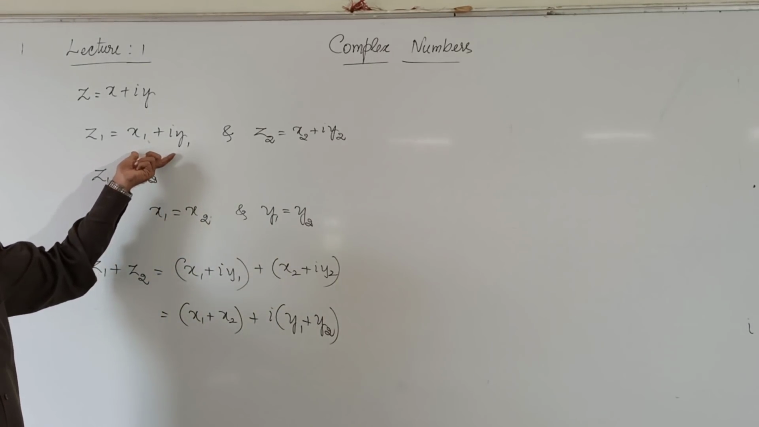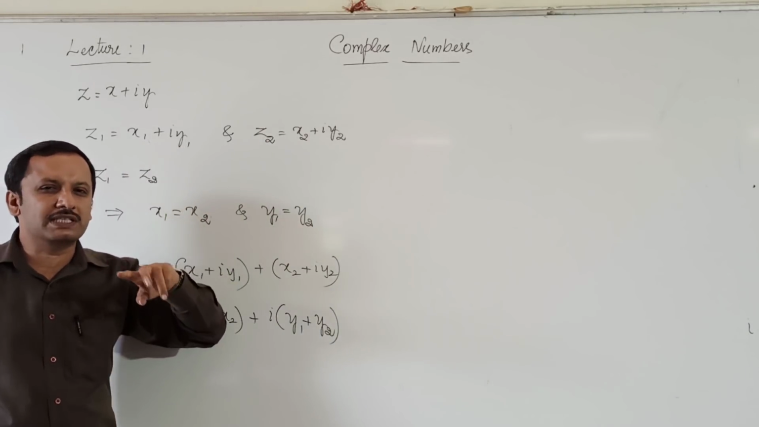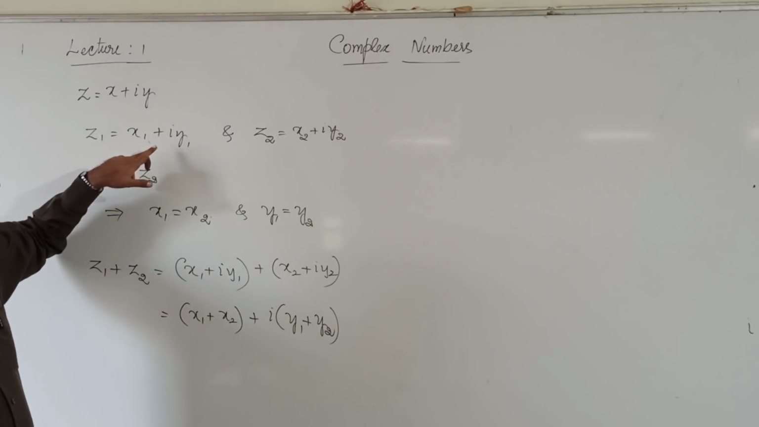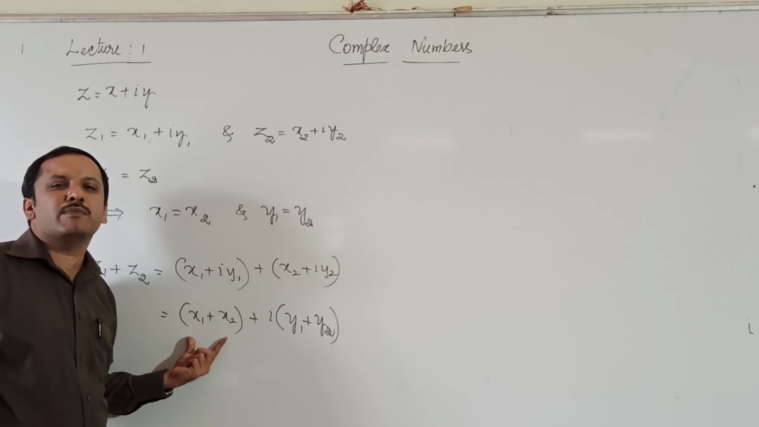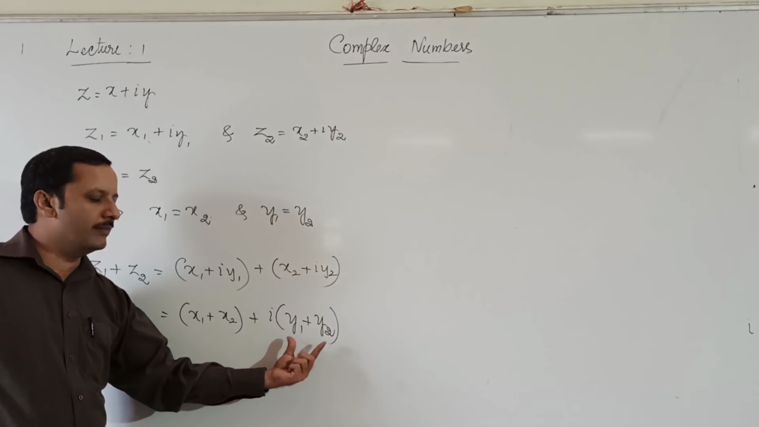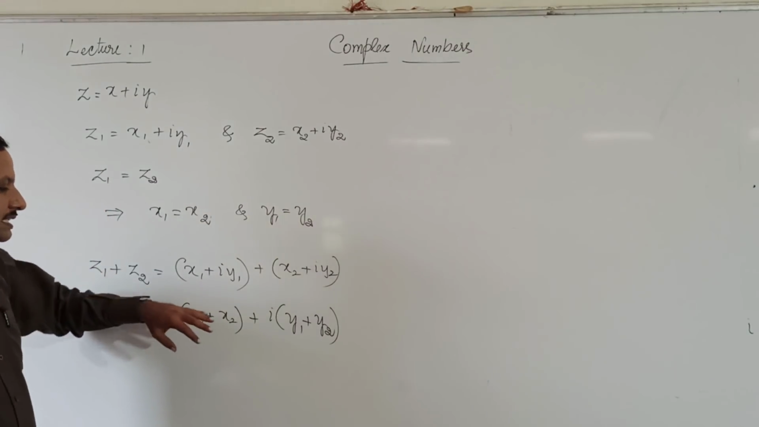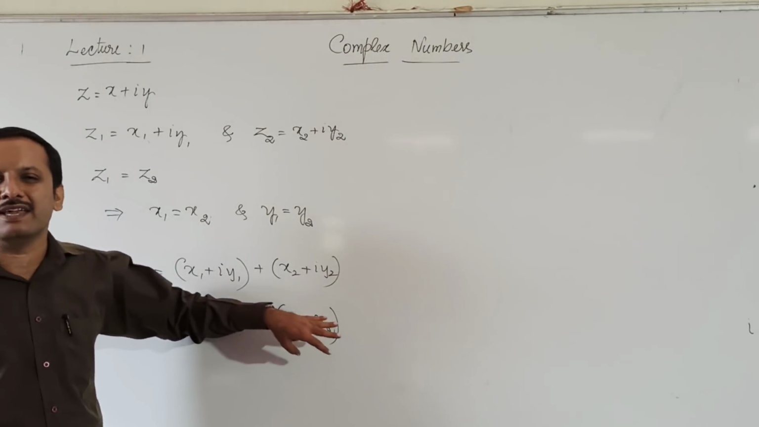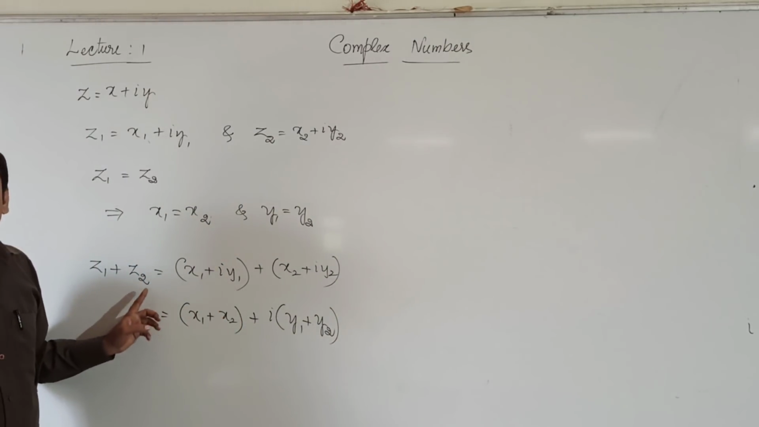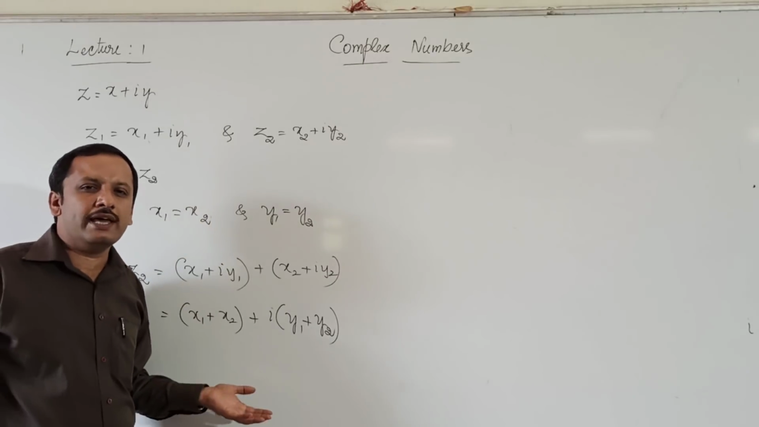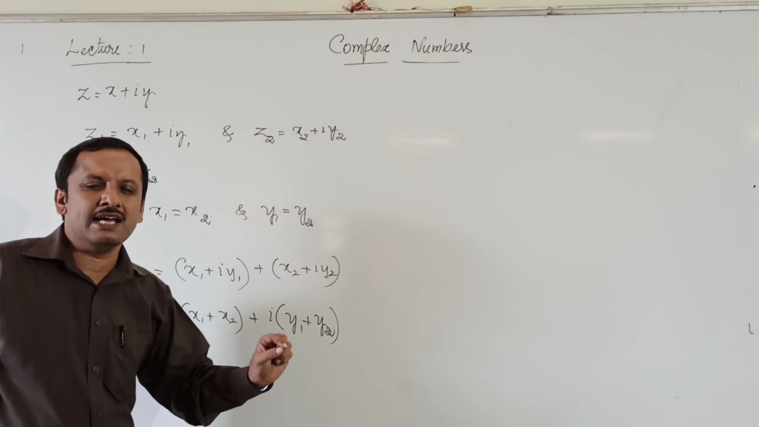We have taken z1 as x1 plus iy1 and z2 as x2 plus iy2. Both are complex numbers, which means x1 and y1 are real numbers and x2, y2 are real numbers. So here x1 plus x2, sum of two real numbers, is again a real number. y1 plus y2, sum of two real numbers, is also a real number. So this is also of the form x plus iy. So what does this suggest? When I add two complex numbers, the sum I am going to get is also a complex number. So from this we can conclude that the sum of two complex numbers is a complex number.